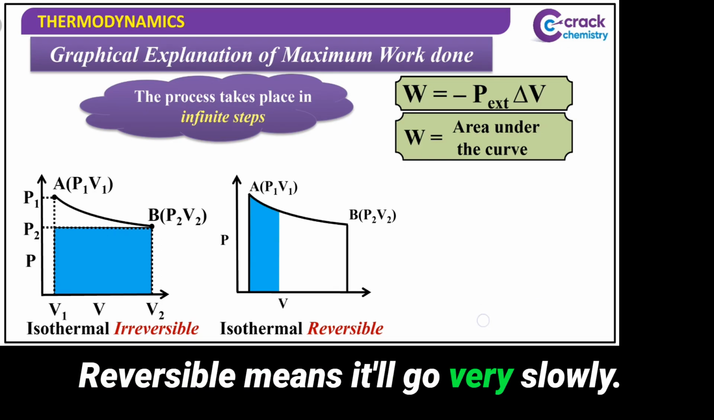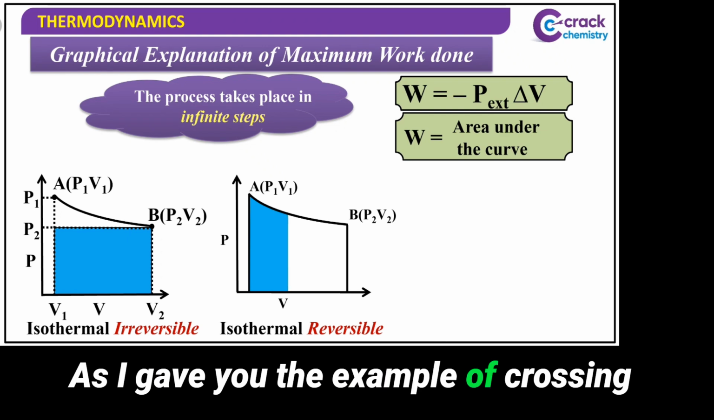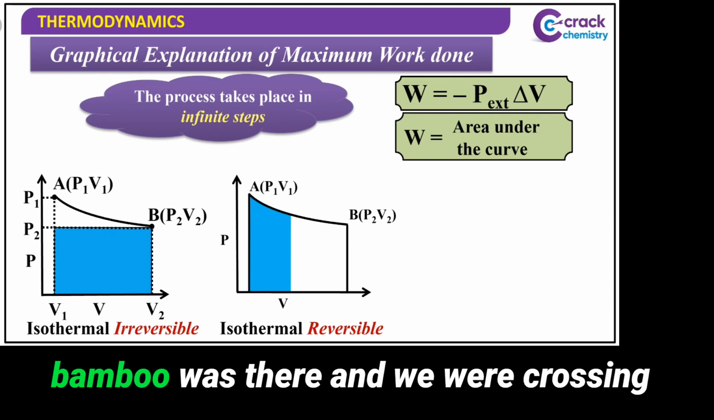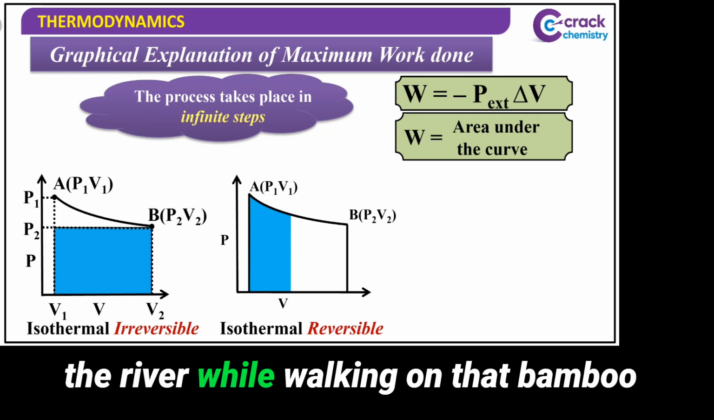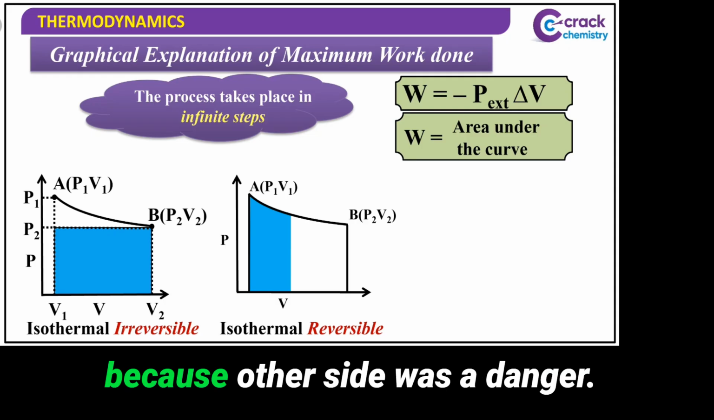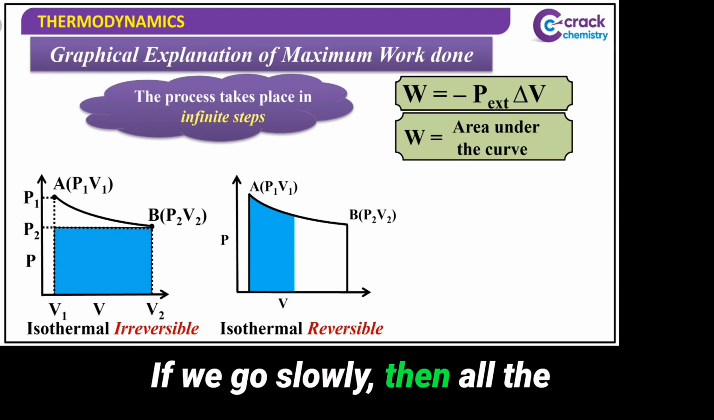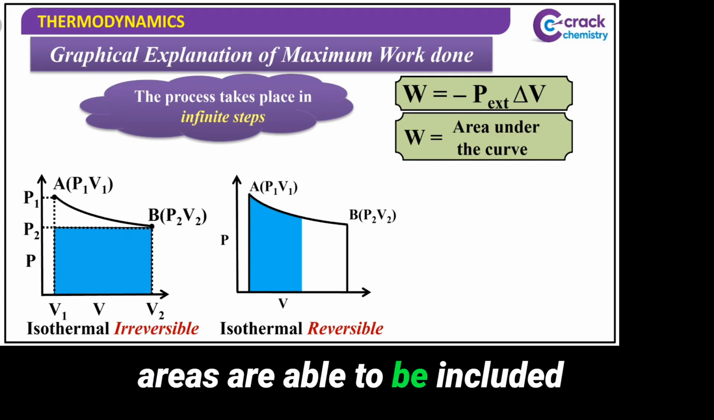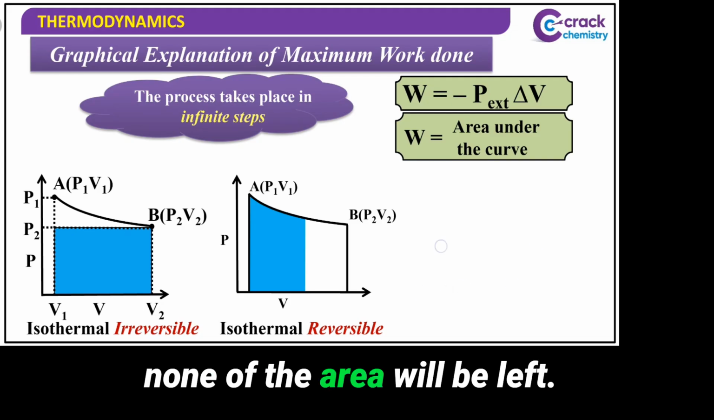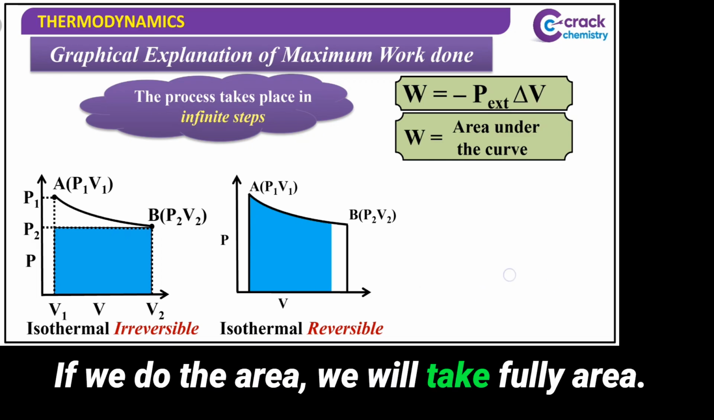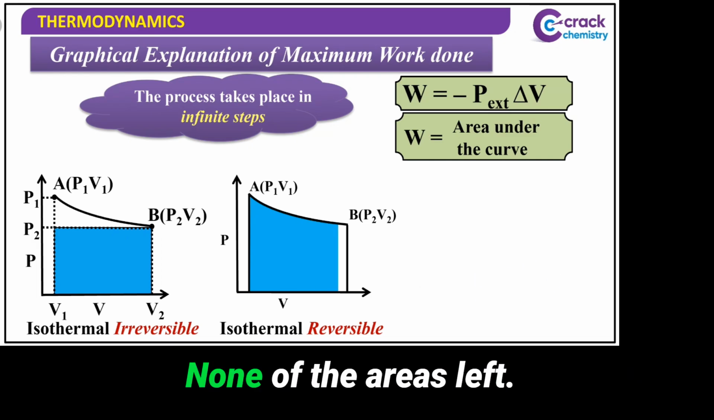Reversible means it will go very slowly, as I gave you the example of crossing the river while walking on a small bamboo, because the other side was a danger. So that's why we came back also slowly. If we go slowly, then all the areas are able to be included. None of the area will be left. Small changes if we do, we will take the full area, none of the area is left.